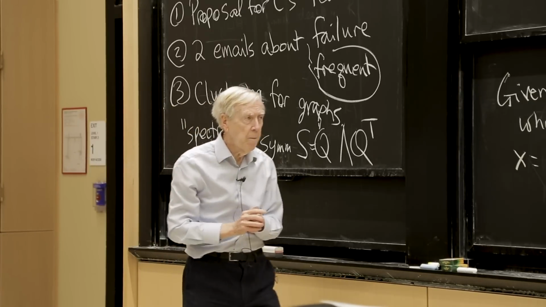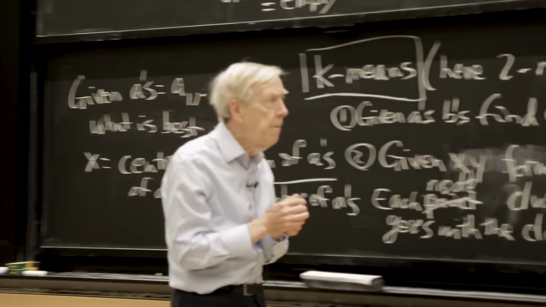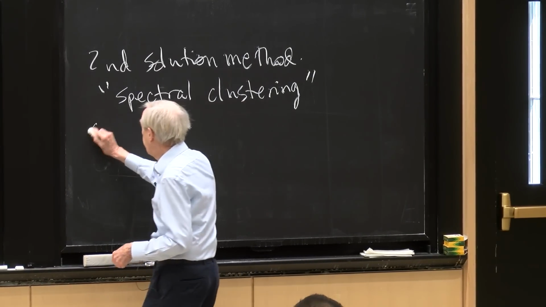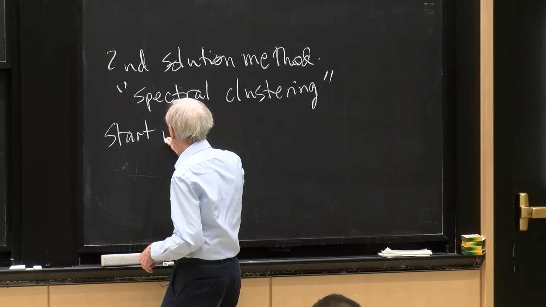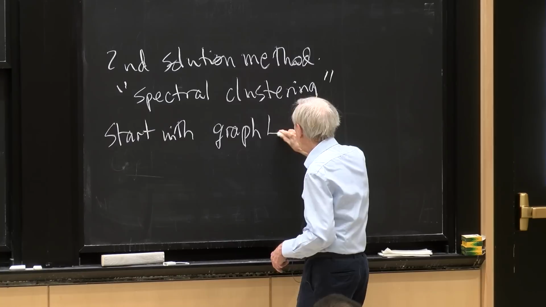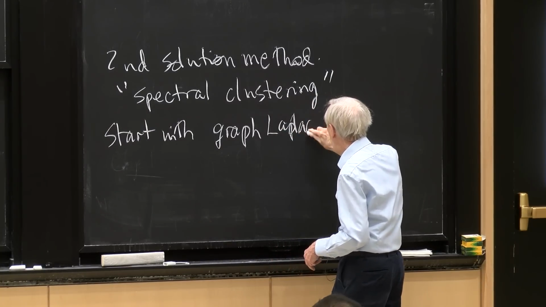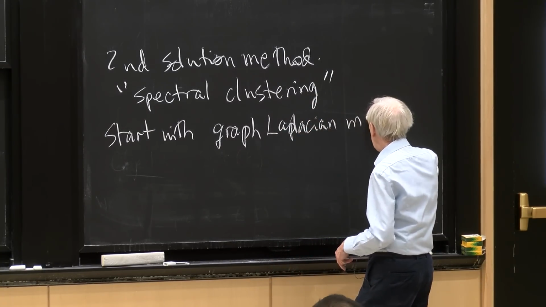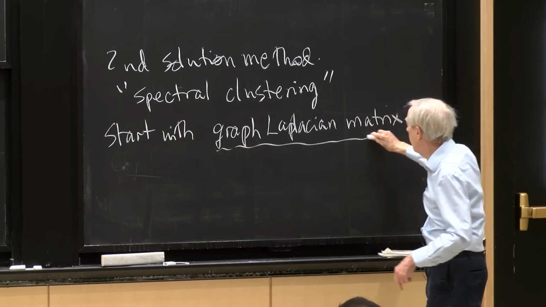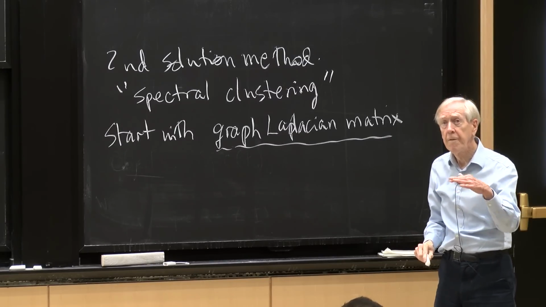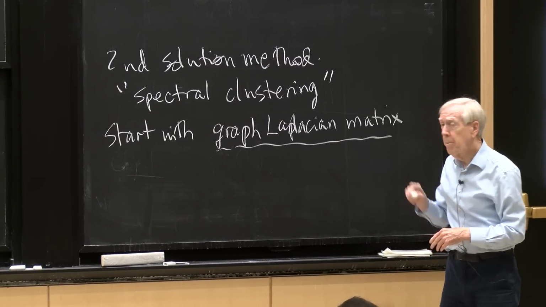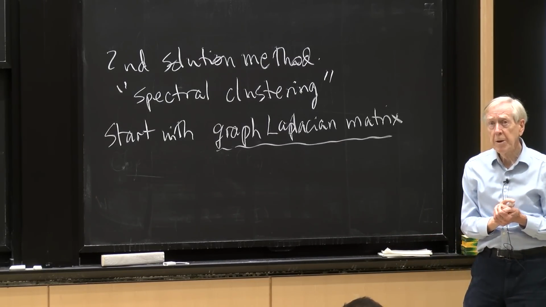Okay, that's the spectral theorem. Spectral clustering starts with the graph Laplacian matrix. May I remember what that matrix is? Because that's the key connection of linear algebra to graph theory, the properties of this graph Laplacian matrix.